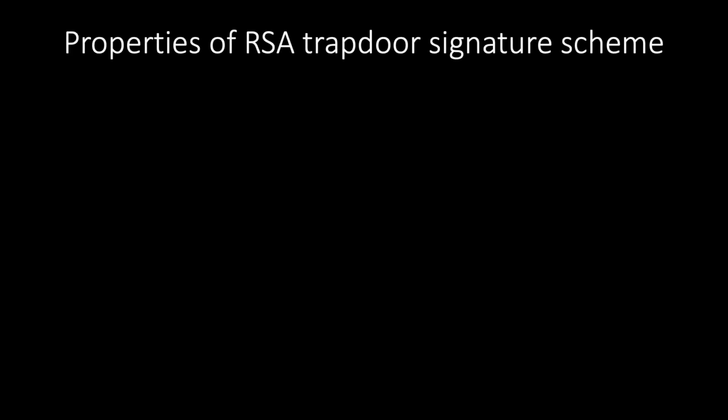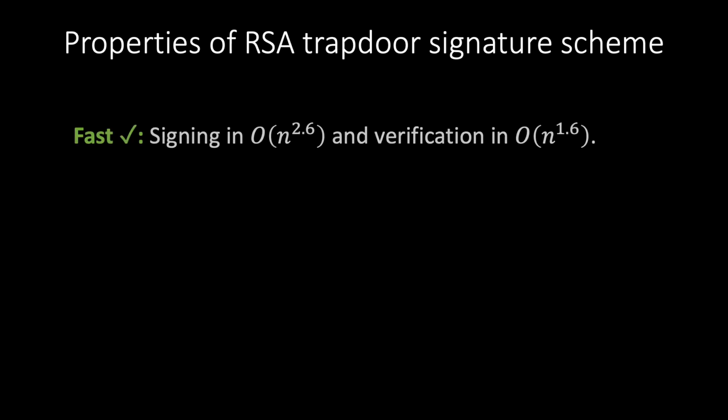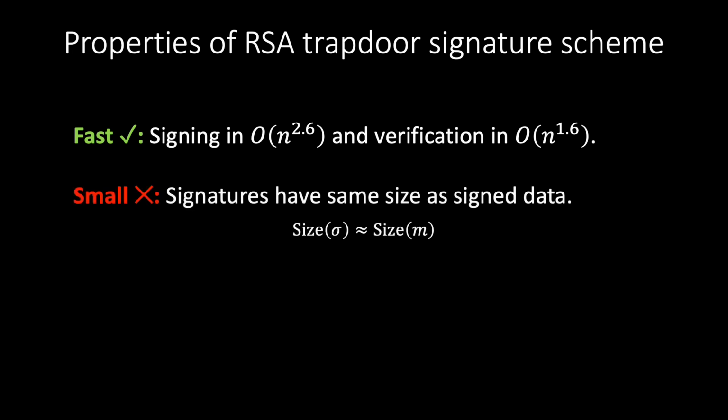The trapdoor signature scheme instantiated with the RSA trapdoor family has the following properties. Signing and verifying messages is relatively fast. Signing is done in time less than cubic in the size of the public key, and verification is done in time less than quadratic. However, keys and signatures have the same size as the signed data and are therefore not small.